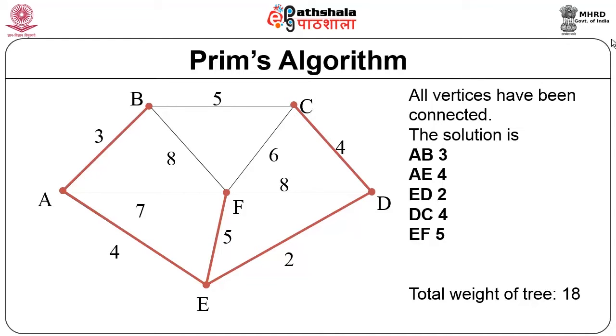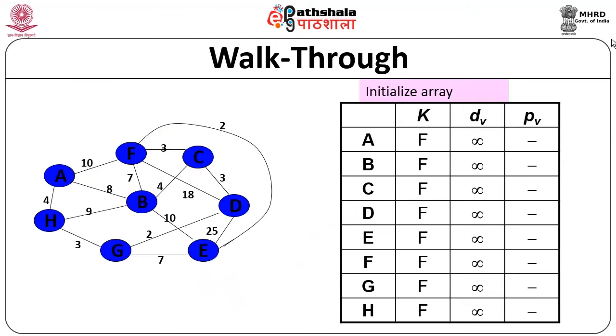Okay. Now, let us go for a walkthrough. So, first we have an initial array which contains all the nodes, A, B, C, D, all 8 nodes, and we have k, that is whether it is not yet selected, and we keep the label to be infinity and we have PV, I will explain that. So, this is the initialization of the array that we are going to use for this particular algorithm.